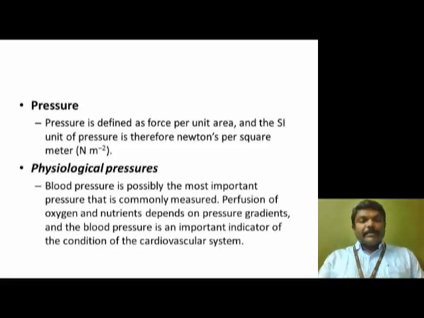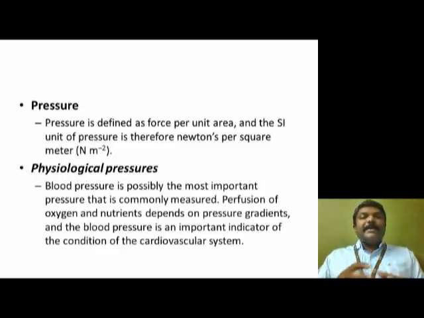Now the blood which is pumped from the heart will be flowing through the arteries. When it is flowing through the arteries, the blood will exert some force on the wall of the arteries, and that will create the blood pressure. Because of this pressure, the heart ensures that the blood reaches all over the body.